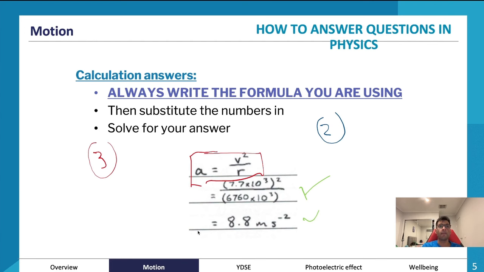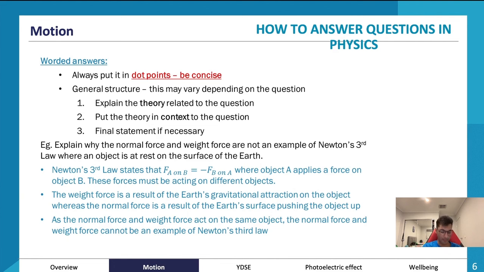The second type of question that we can get are worded theory questions. The thing with worded theory questions is that physics teachers are pretty lazy. They don't like reading paragraphs of text. And again, this is not an English exam, and we don't expect full paragraphs of answers. So dot points are more than sufficient.